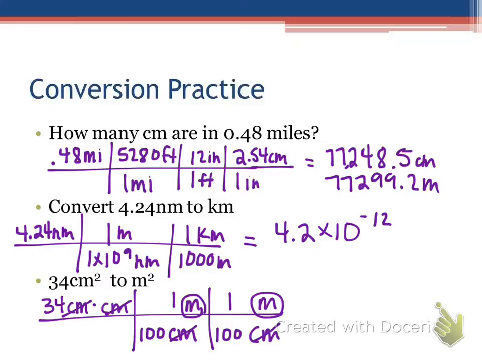So rather than try to memorize what the conversion is between area units, like square centimeters and square meters, just do it twice. I'm left with 0.0034 meters squared, or 3.4 times 10 to the negative 3rd meters squared. We agree there? All right, very good.